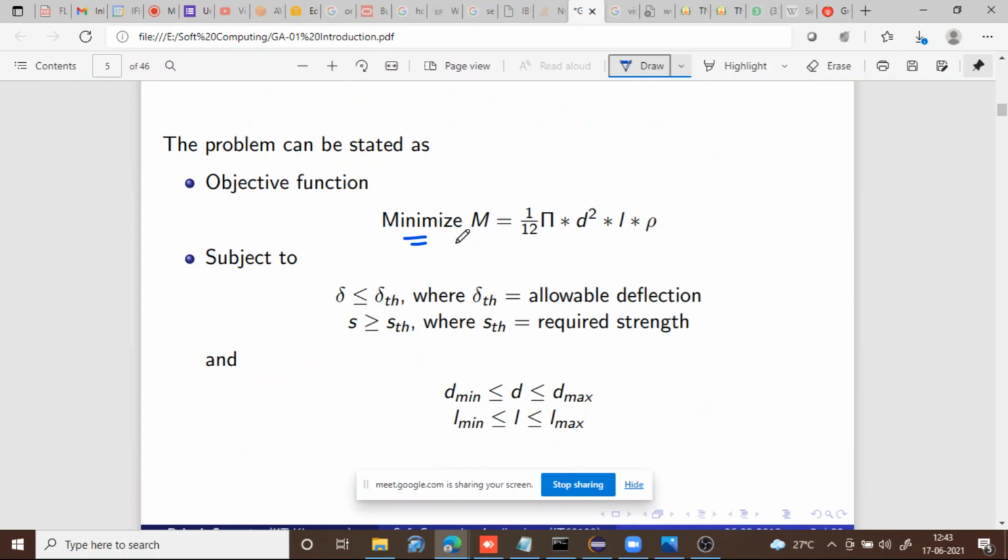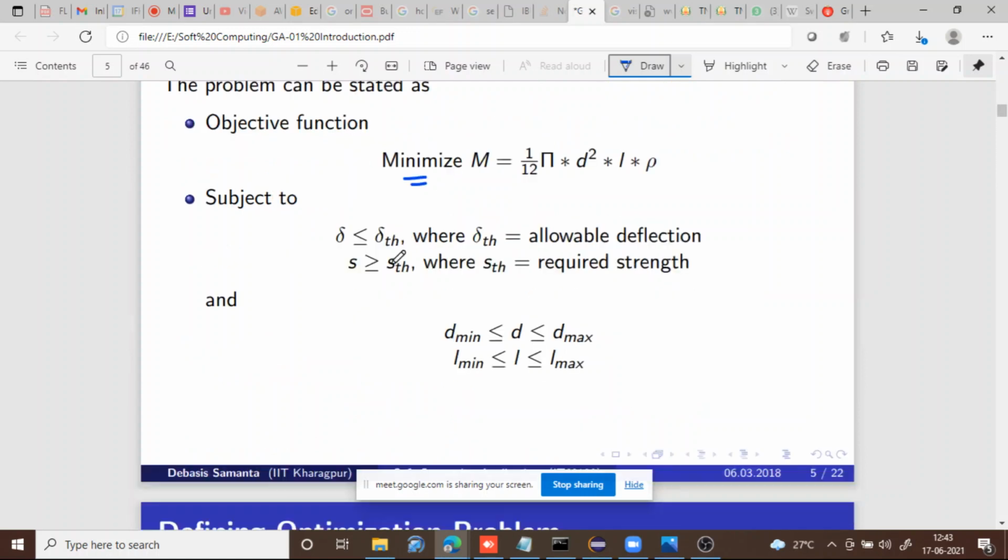And allowable deflection, how much? The deflection is represented as delta. Delta should be less than or equal to delta th, and strength should be greater than or equal to S th. Also the diameter D should be between these two values, and length also between these two ranges. So let us not go into the detail of this.